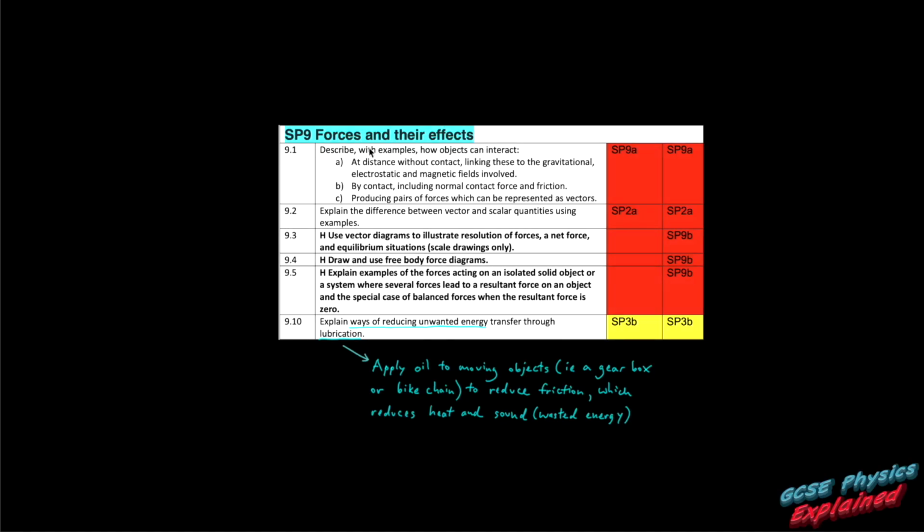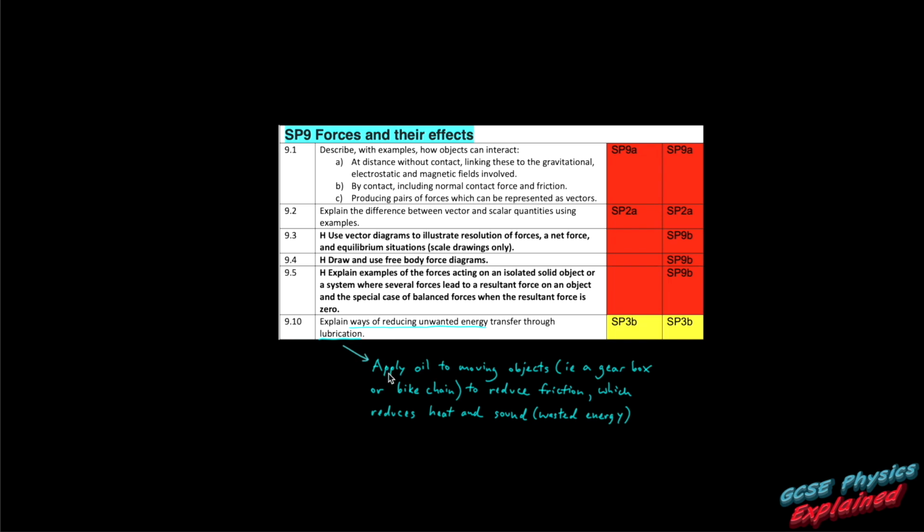Unit SP9, forces and their effects. There's only one thing that we need to learn here, and that's 9.10. Explain ways of reducing unwanted energy transfer through lubrication. So what they're talking about here is when you've got moving objects, you're going to have friction because the objects are rubbing against each other. So if you lubricate the surface, you'll create a little bit of space where the objects can move over each other easier.